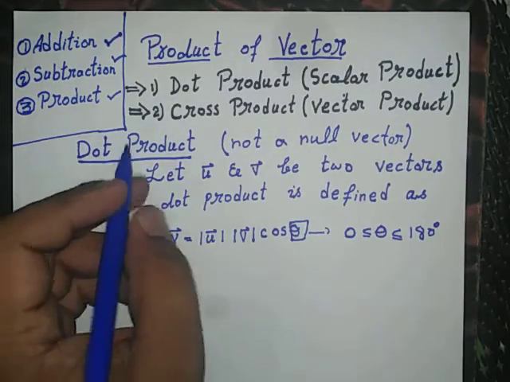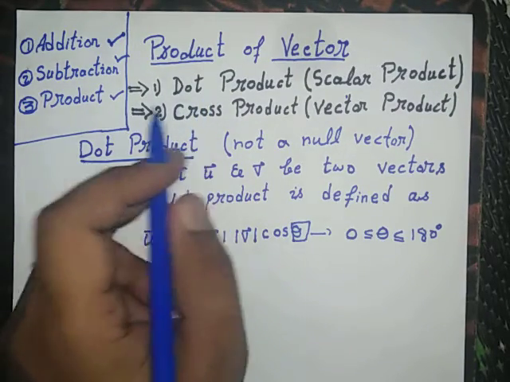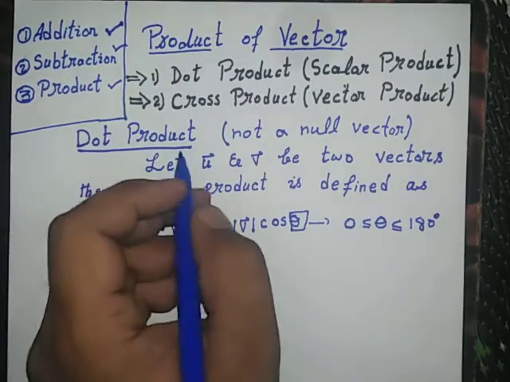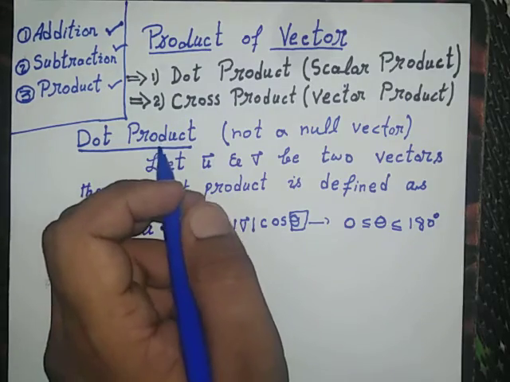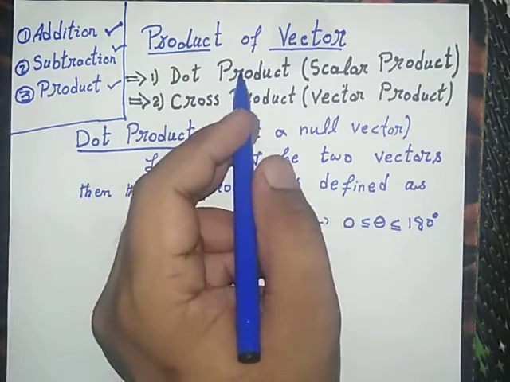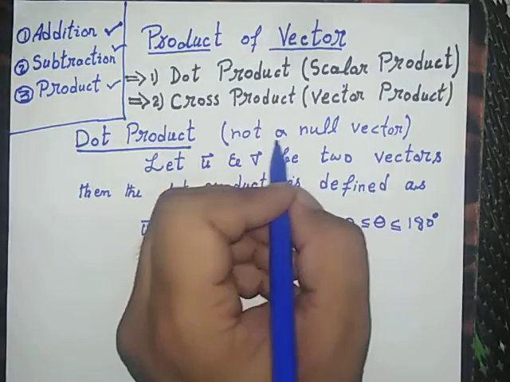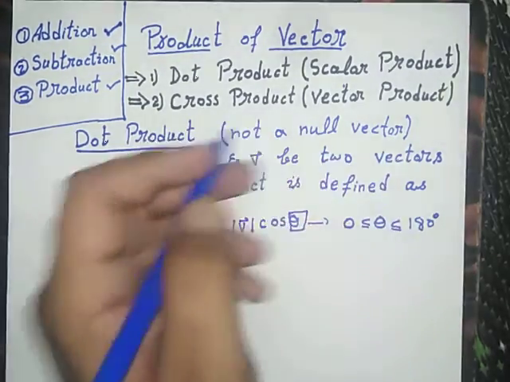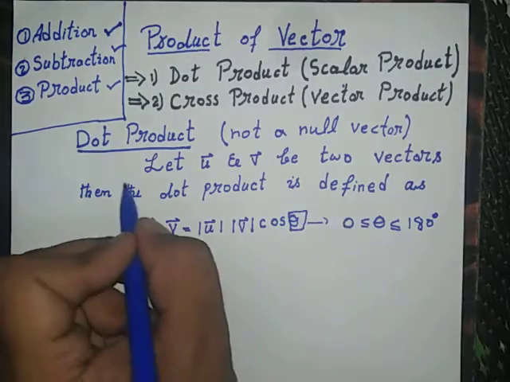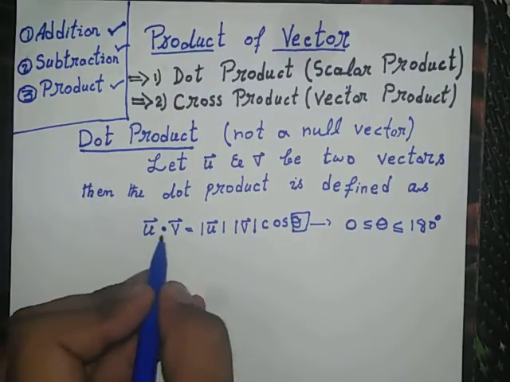Here is the definition of dot product, because our present topic is dot product. Before starting the definition, remember that all the vectors in dot product and cross product are not null vectors. Let u and v be two vectors, then the dot product is defined as vector u dot vector v.